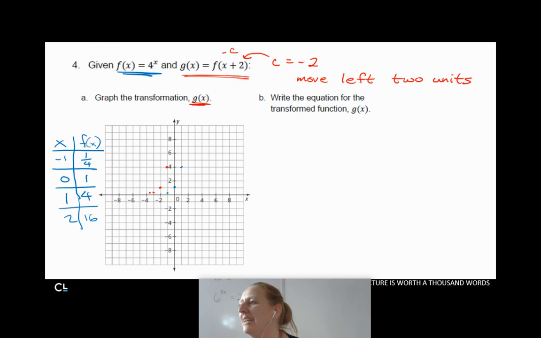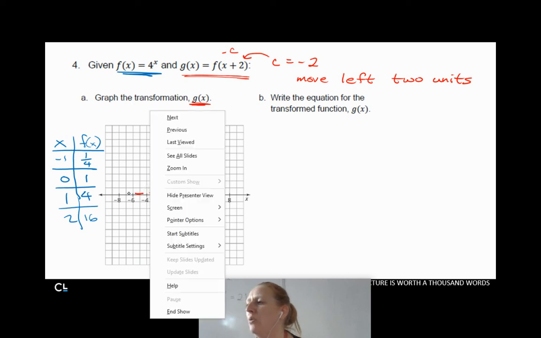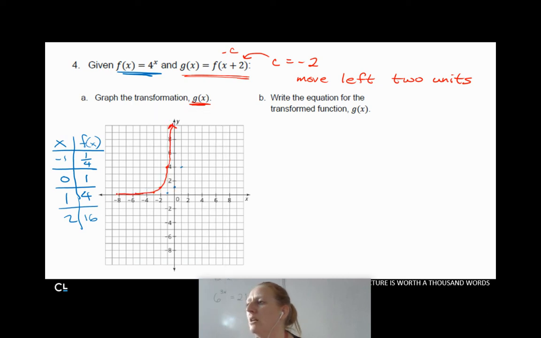And now I can connect my points. Make my lovely curve. I can't quite reach 16. It's too high. And it's going to flatten out. Ooh, flatten out over here. Reaching for that 0 that it never actually gets to. Boo, so sad.